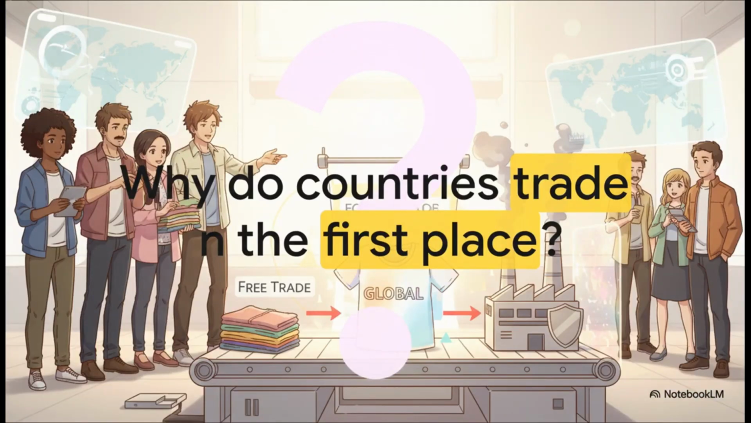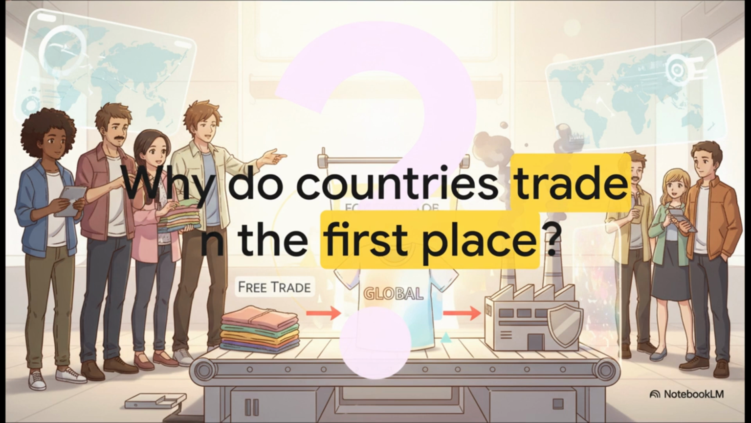So why even bother? Why do countries trade? Well, it really boils down to this big idea in economics called comparative advantage. It sounds complicated, but the idea is simple. Think about what a country has to give up to make something. That's called the opportunity cost.